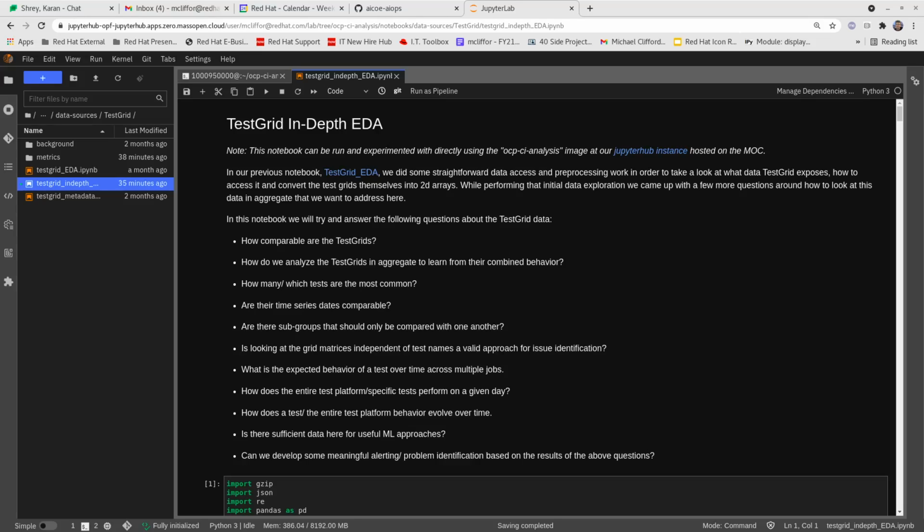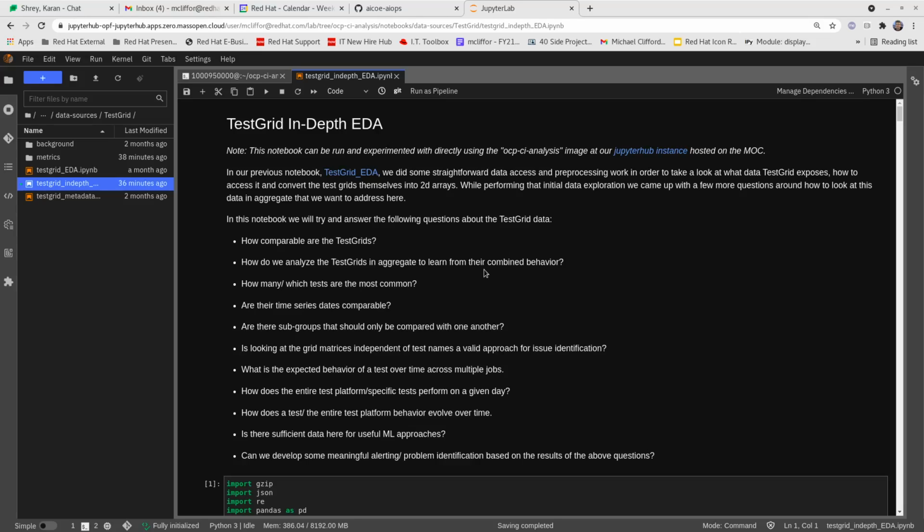All this is really to try to answer this question: is there sufficient data here, set up in a way that can be useful for applying machine learning approaches? And ultimately, do we have sufficient data and sufficient understanding of the data to develop some meaningful alerting and problem identification techniques based on the answers to the questions above?